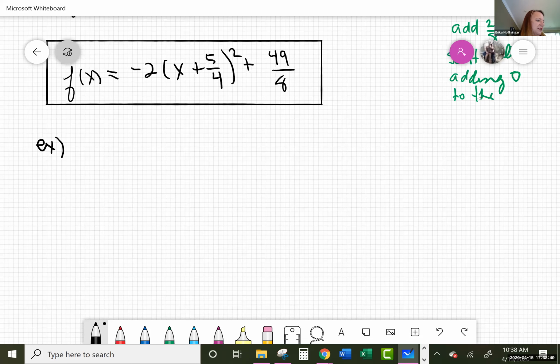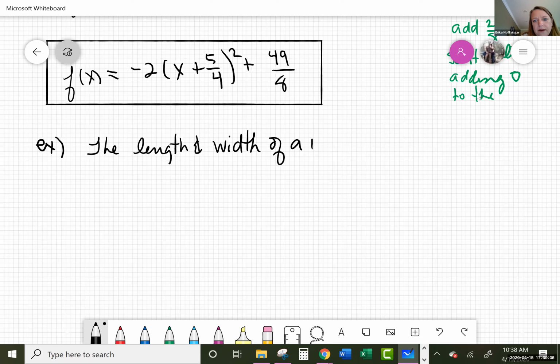Okay, so we're given that the length and width of a rectangle must have the sum of 94 feet. The length and width of a rectangle must sum to 94 feet.